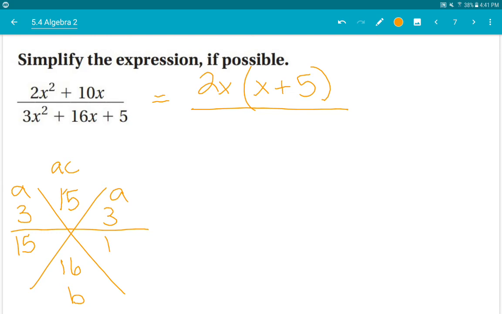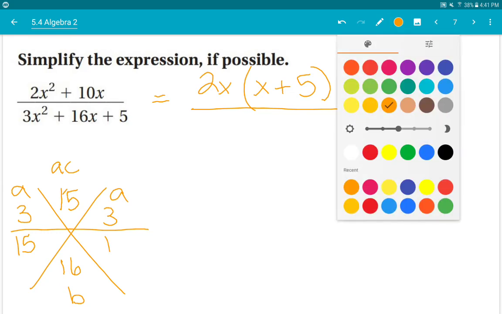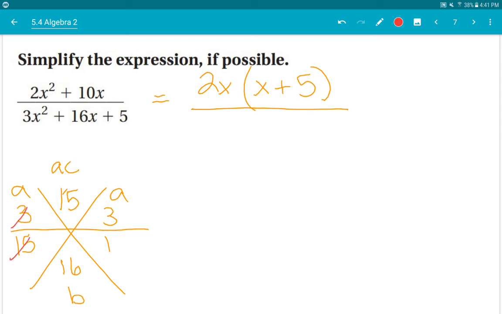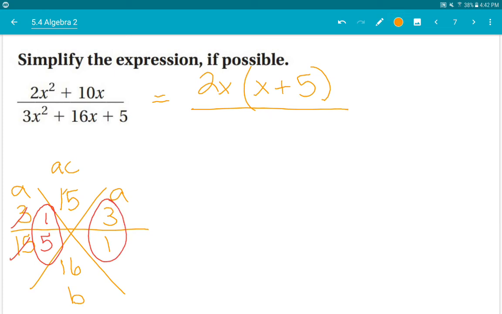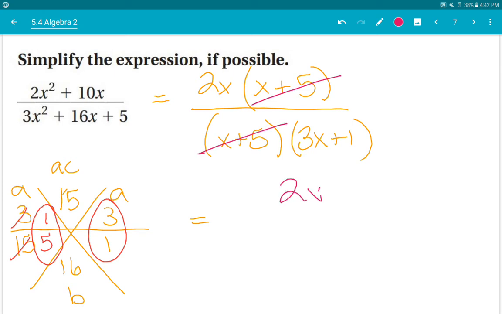Okay, any of these two fractions can simplify? Well, it looks like 3 over 15 can simplify to 1 over 5. So 1 over 5 is one factor, and 3 over 1 is the other factor. So the two factors we're going to have here are x plus 5 and 3x plus 1. Okay, so now the easy part. We notice that they share common factors, the x plus 5's here, so we're going to cancel those out. So we're going to have 2x over 3x plus 1.